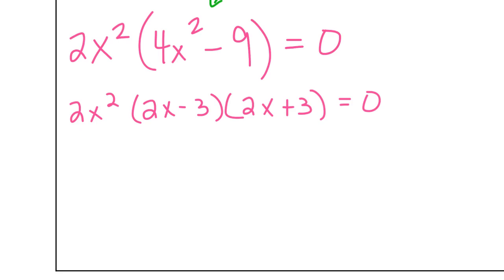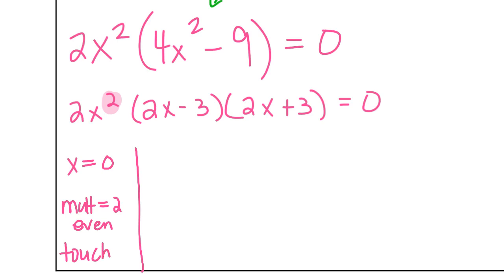So whenever you have a number in front, so that 2, that doesn't count as part of your factors. You want anything that has an x. So starting with x, it has a multiplicity of 2 because of that exponent. But I'm still going to set it equal to 0. So multiplicity is 2, which makes it even, which means that at x equals 0, it's only going to touch.